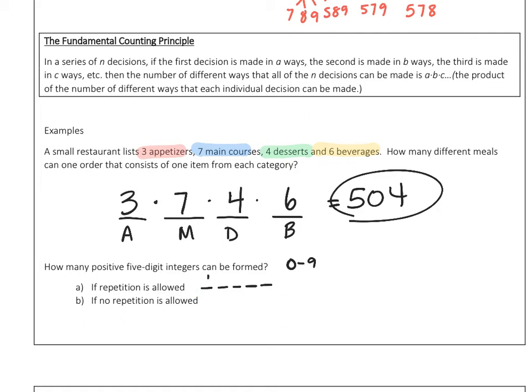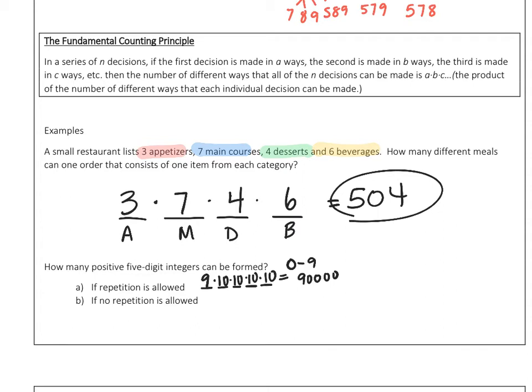So there's going to only be 9 choices there. It can be anything but a 0. And then the next one, I could put a 0 in, or a 1, a 2, a 3, a 4, a 5, or a 6. Repetition can be allowed, so I'm going to have 10 choices for that one, and then 10, and then 10, and then 10. So that is going to end up being 90,000 different integers that I could make.